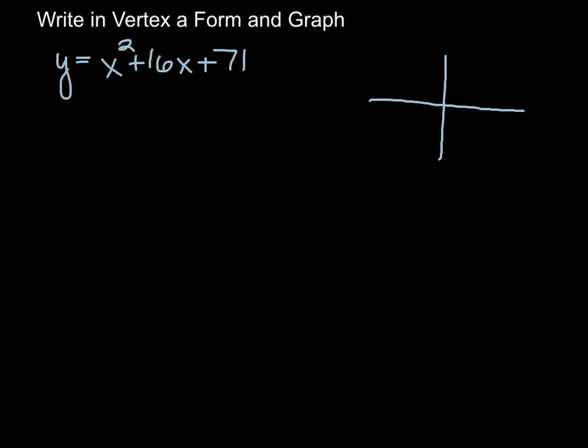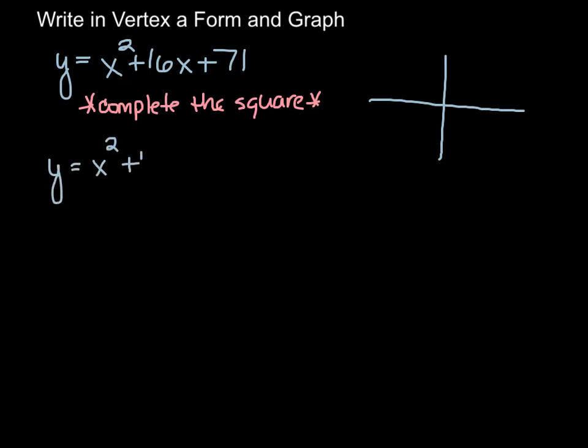Alright, here we're given a quadratic equation, but they want us to write it in vertex form and then sketch the graph. To write it in vertex form, we're going to use the method of completing the square to accomplish that. Before, when we completed the square, we set both sides equal to 0. We're not going to do that here. Since we're not solving anything, we're just going to work with it as an equation. So what we are going to do is divide this middle term. We're going to treat it the same way we did before.